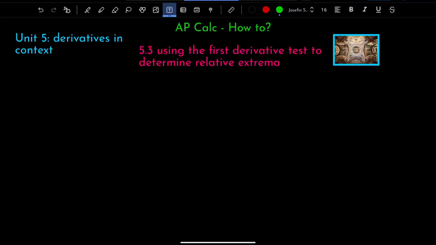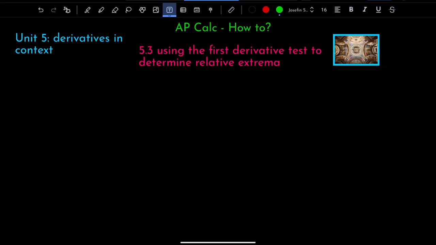Today we're unlocking one of the most powerful tools in your calculus toolbox, the first derivative test, to find local maxima and minima of a function. We'll go over the strategy, learn how to use a sign chart, and practice with 3 AP-style examples. By the end of this video, you'll know how to find hills and valleys of any function like a pro.